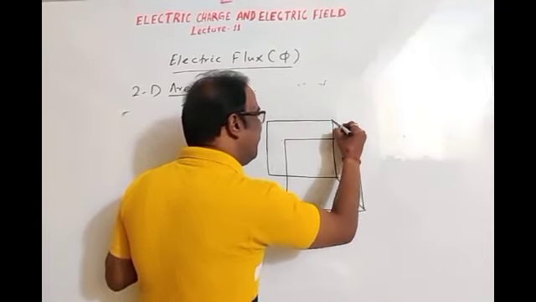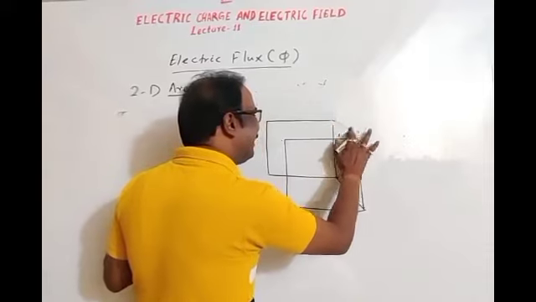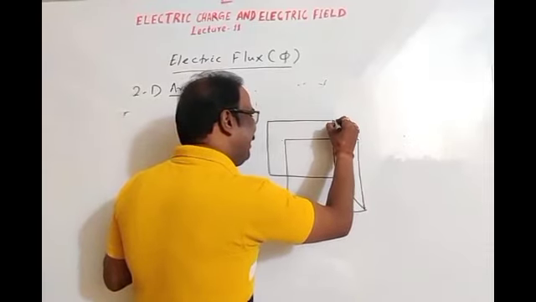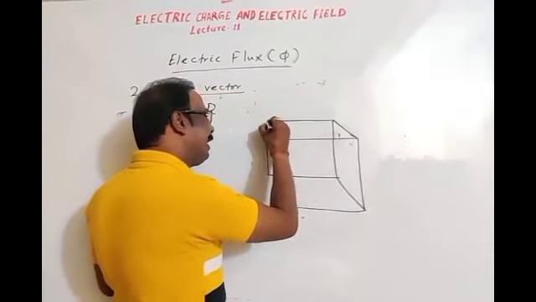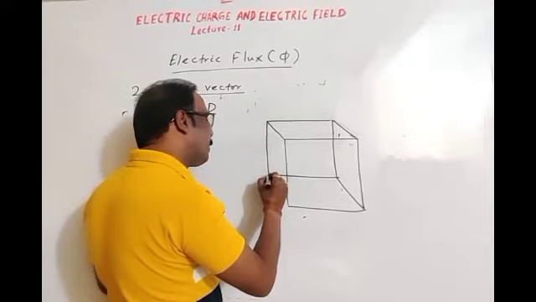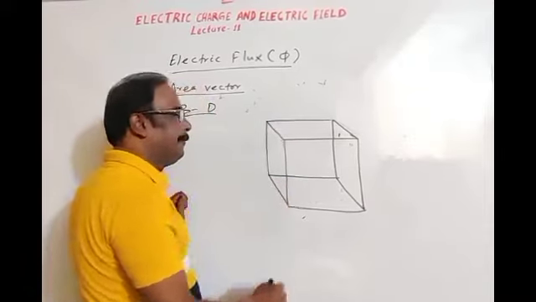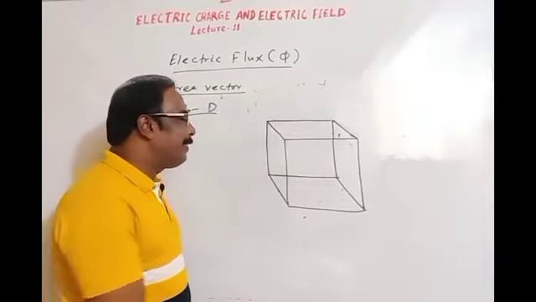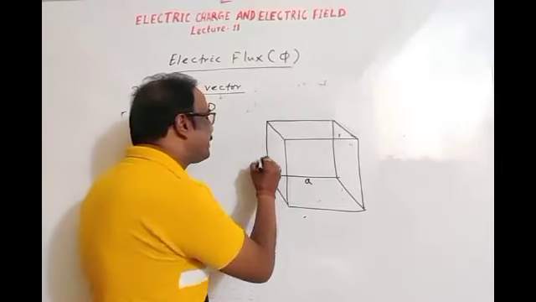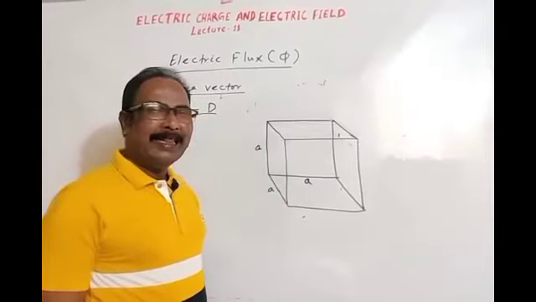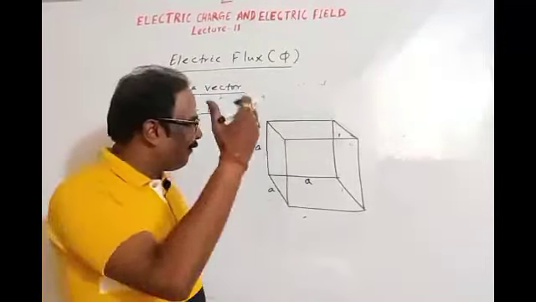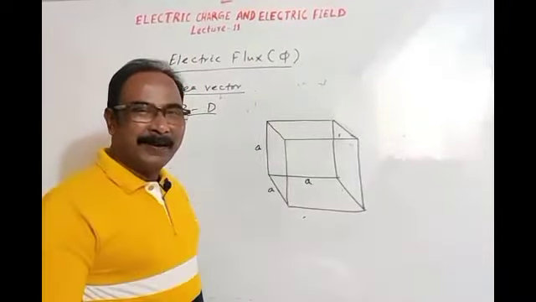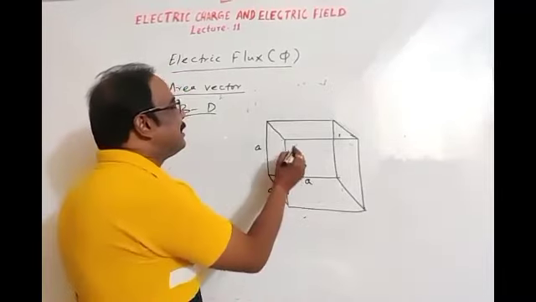In place of a cubical body, I may draw a parallelepiped body. My drawing is like this. This is a cubical body. Each side of the cube is A. Then the cubical body has different surface areas.